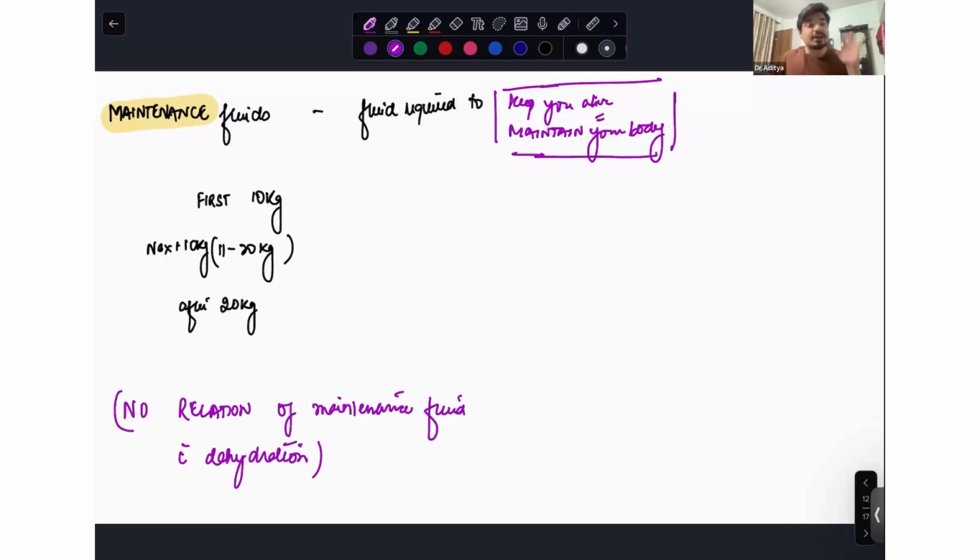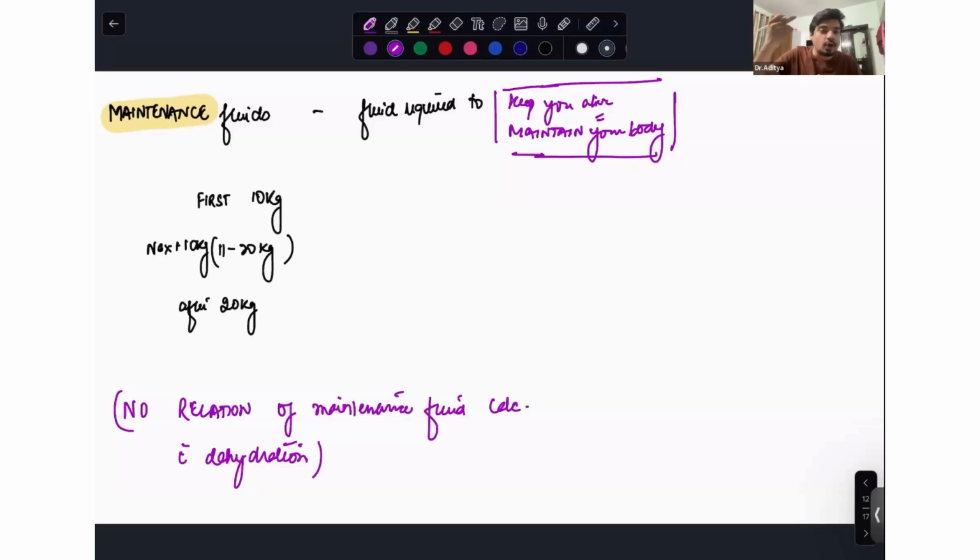This is the fluid which everyone will require. This is the fluid that I require, that you require, that a 10 kg child requires. This is a fluid that will be required irrespective of whether the child is dehydrated or not. There is no relation of maintenance fluid calculation with dehydration. It has no relation whether the child is not dehydrated, some dehydrated, or severely dehydrated. This is the fluid that you require to sustain yourself, maintain yourself, keep you alive.